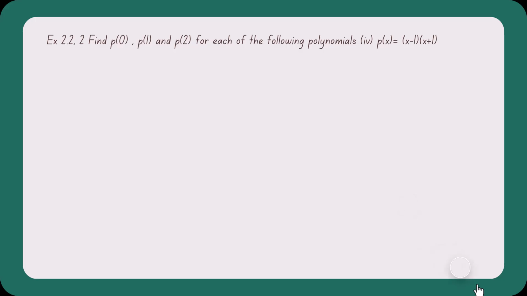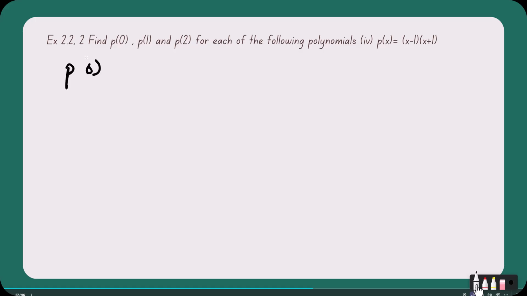Very simple. Now the next question, we have p of 0, p of 1 and p of 2. This is also easy, right? So what is p of 0? P of 0 will become 0 minus 1 is minus 1, right? Then 0 plus 1 is 1. What is your answer? 1, right? What about p of 1? P of 1 will become 1 minus 1 is 0. 1 plus 1 is 2. So it will become 0.